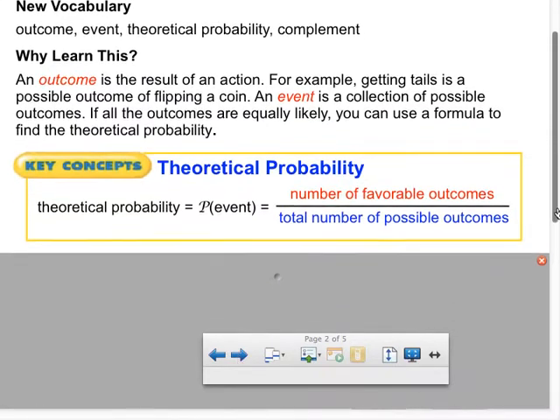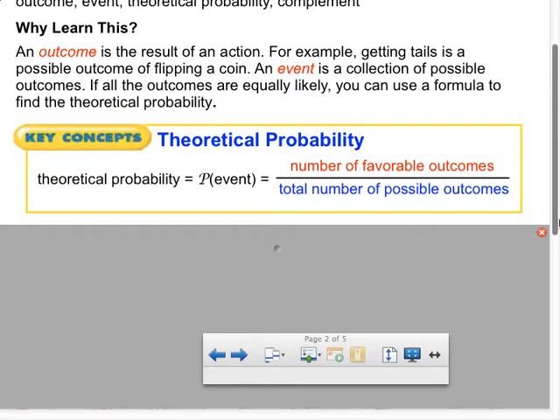If all outcomes are equally likely, you can use a formula to find the theoretical probability. Okay, so let's think about this problem. Here's the key concept: theoretical probability. Think about P as the probability, and in the parentheses is whatever the event is. If we said the probability of tails, they would write it this way: P(tails). What's the probability of flipping tails on a coin? 1 out of 2, right?